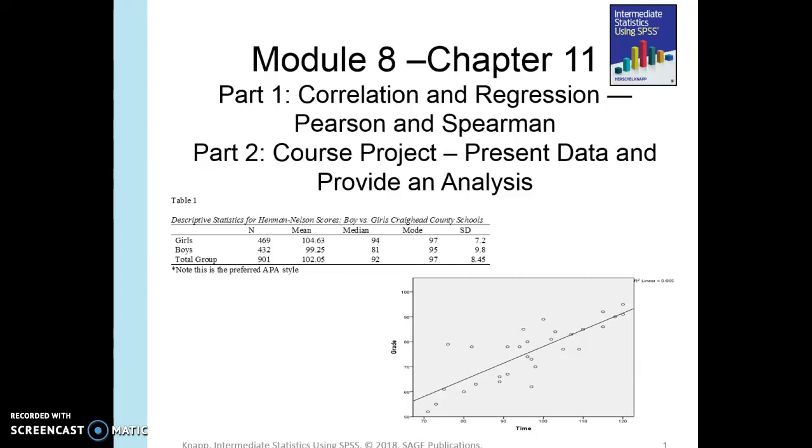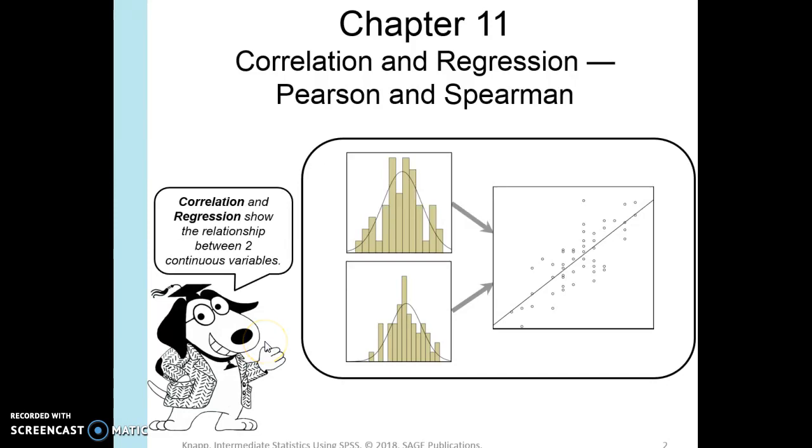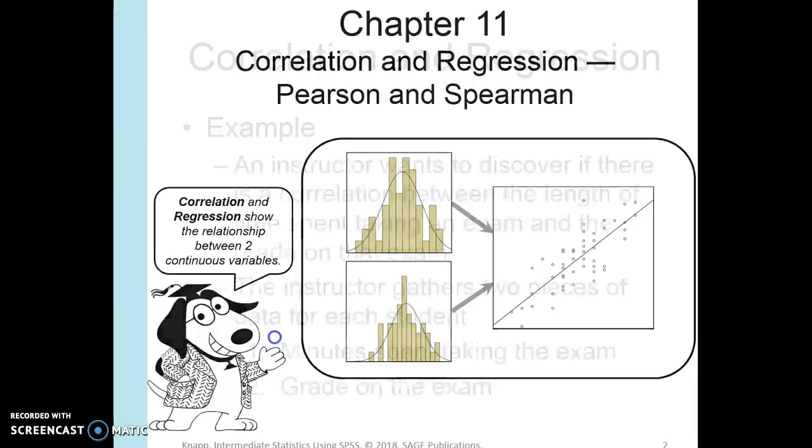Hello class, we're doing Module 8, Chapter 11, on correlation and regression, the Pearson and the Spearman correlations. Our course project will be presenting data and providing an analysis of some of that data. We'll start out with the correlation and regression statistic. Correlation and regression show the relationship between two continuous variables.